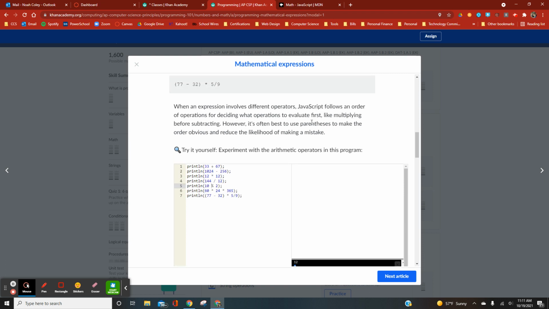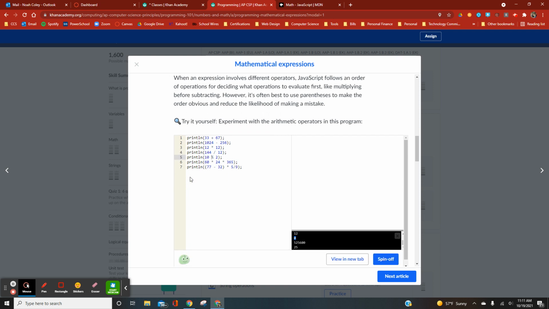It's often best to use parentheses to make the order obvious and reduce the likelihood of mistakes. This is saying, notice there's an outside parenthesis and an inside parenthesis: 77 minus 32, times 5/9. So we want it to do this number first. So in math, I do remember this.